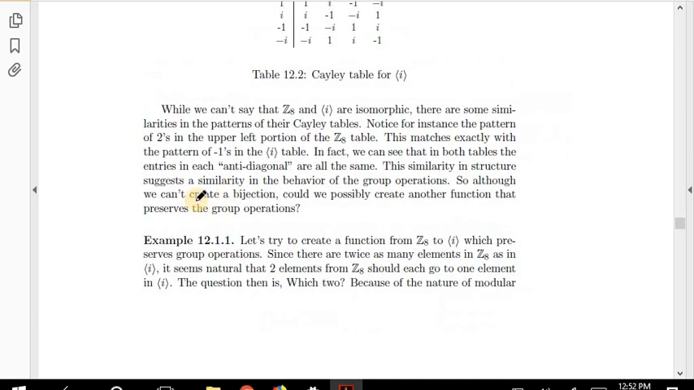So here it says, let's try to create a function from Z8 to the cyclic group generated by i which preserves group operations. And we're going to make an onto function. We can't possibly make a one-to-one function because Z8 has 8 elements and i has 4 elements. So if we want to make some function, it seems natural, as it says here, that 2 elements from Z8 would go to 1 element in i. So let's think about which 2.